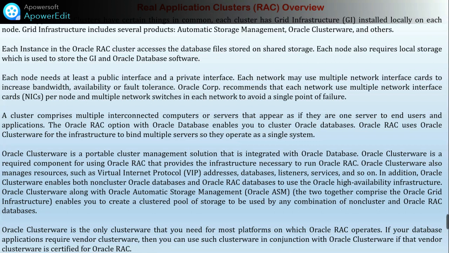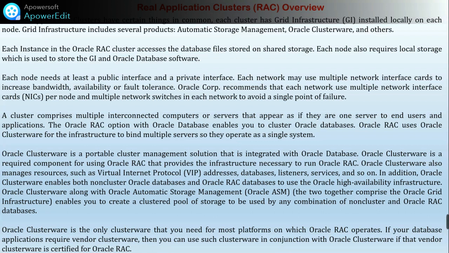Each network may use multiple network interface cards to increase bandwidth, availability, or fault tolerance. Oracle Corporation recommends that each network use multiple network interface cards, NICs, per node and multiple network switches in each network to avoid a single point of failure. A cluster comprises multiple interconnected computers or servers that appear as if they are one server to end users and applications. The Oracle RAC option with the Oracle database enables you to cluster Oracle databases.